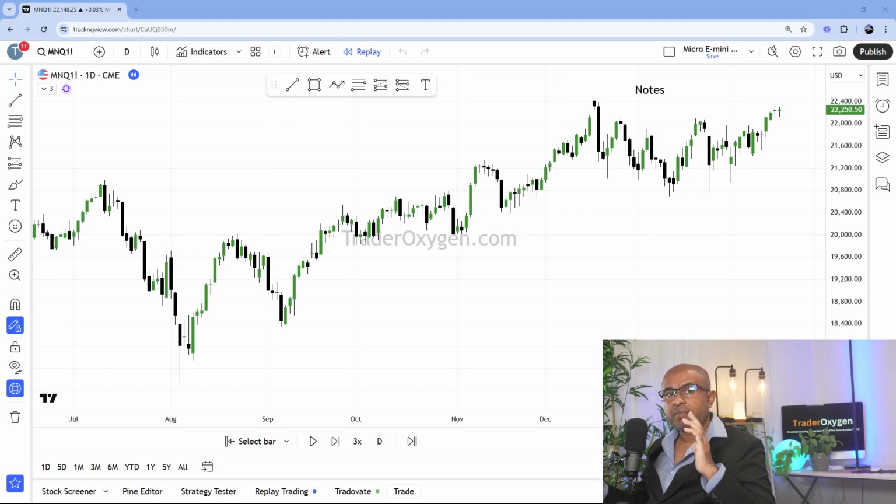Okay, so I'm in the micro mini Nasdaq index futures daily chart. The first thing we have to do when we are taking a trade is look into the daily bias or the direction.